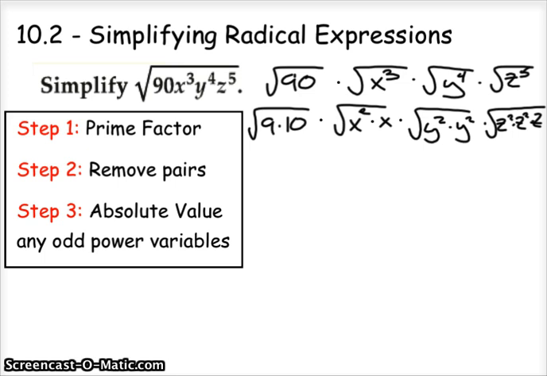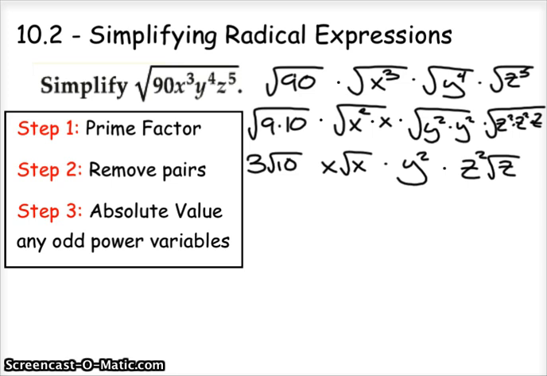Now I can go ahead and remove my pairs, my perfect squares. The square root of 9 would be 3, so I'm left with 3 root 10. Here I have an x squared and an x. Just like 9 is the same as 3 squared and I moved out a 3, I'm going to take the x squared and move it outside my radical, so I'm left with just x. And then I have 1 x left over. I have 2 y squareds, so each one of those can come out to become just a y. So I'm left with y times y, or y squared. And lastly, I have 2 z squareds and a z. So I'm left with z squared in front and a z left over behind.